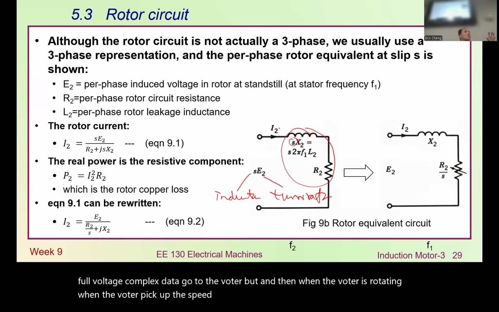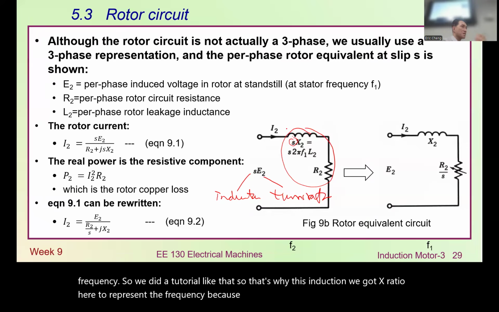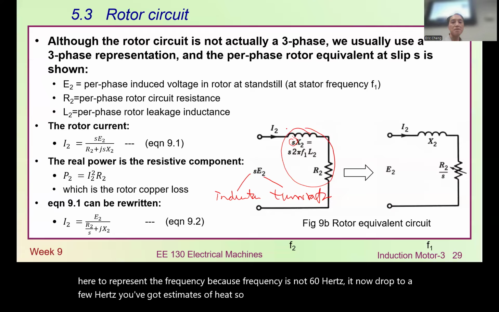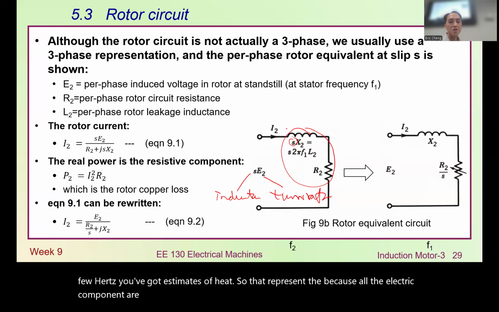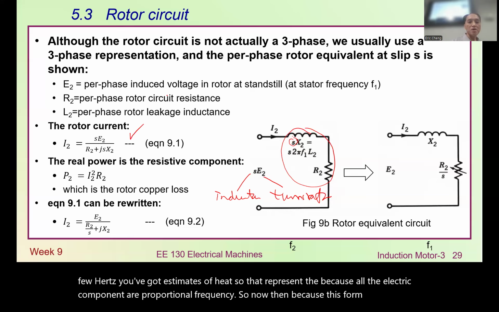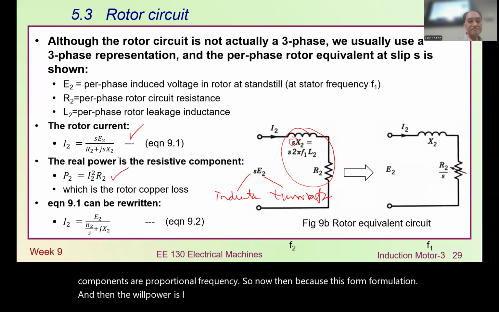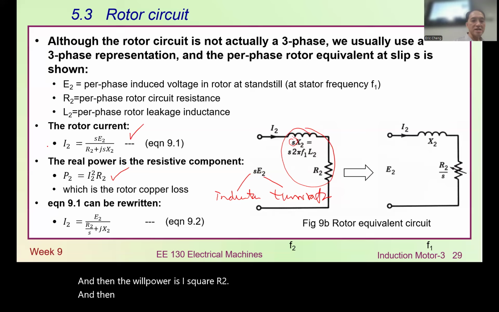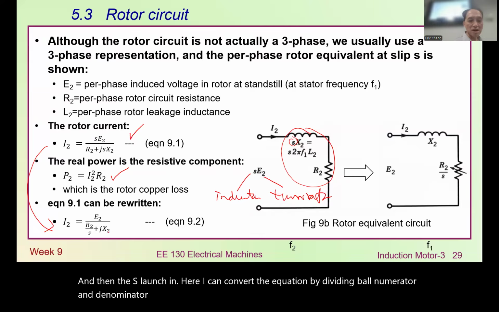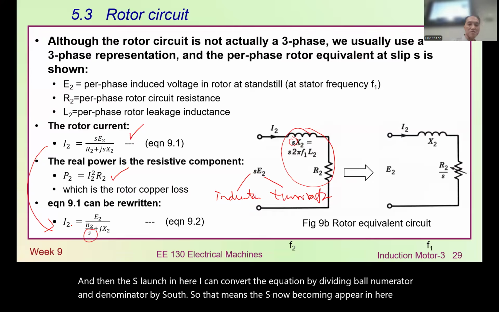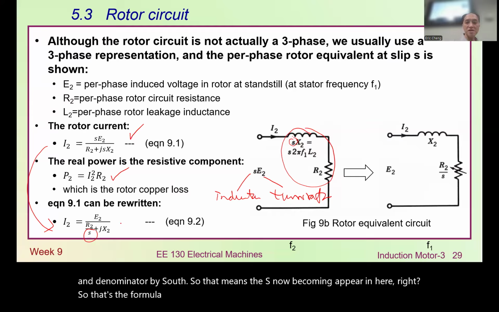So that's why for this inductance, we have the S ratio here to represent the frequency, because the frequency is not 60 hertz. It has now dropped to a few hertz. All the inductive components are proportional to frequency. So now we have this formulation, and the real power is I squared R2. And with the S in here, I can convert the equation by dividing both numerator and denominator by S. So that means the S now appears here, right? So that's the formula.